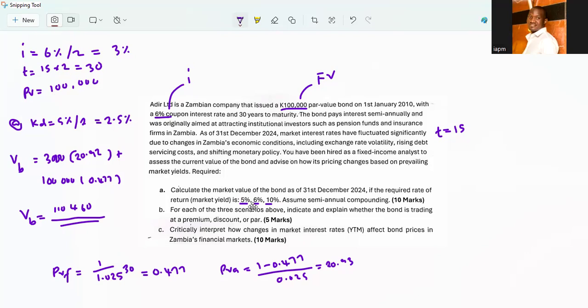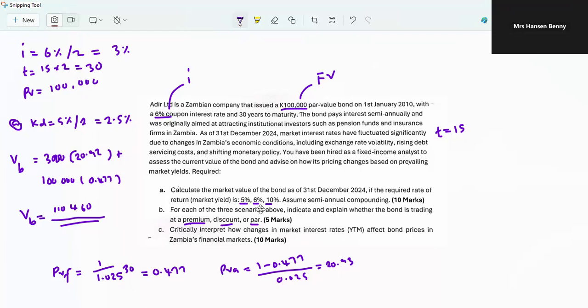So for which of the three scenarios above indicate whether the bond is trading at a premium, discount, or par? Remember, I explained what a discount bond is and what a premium bond is. Which one is a premium, which one is a par, and which one is a discount bond? The one at 5% is trading at a discount. No, that one will be a premium because the coupon rate is higher than the market interest. Exactly. So that bond will be a premium.